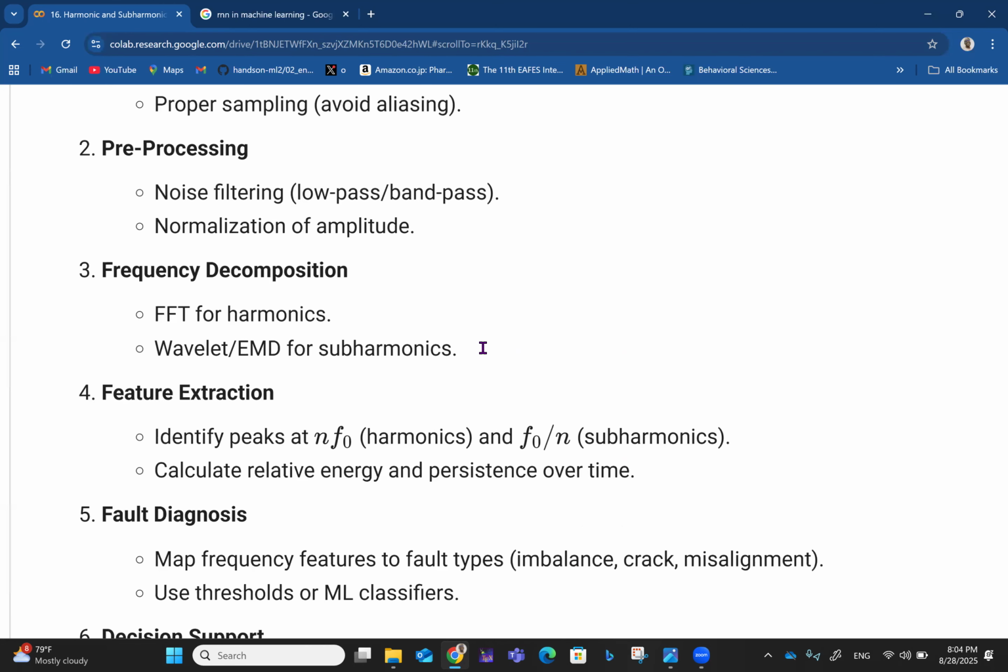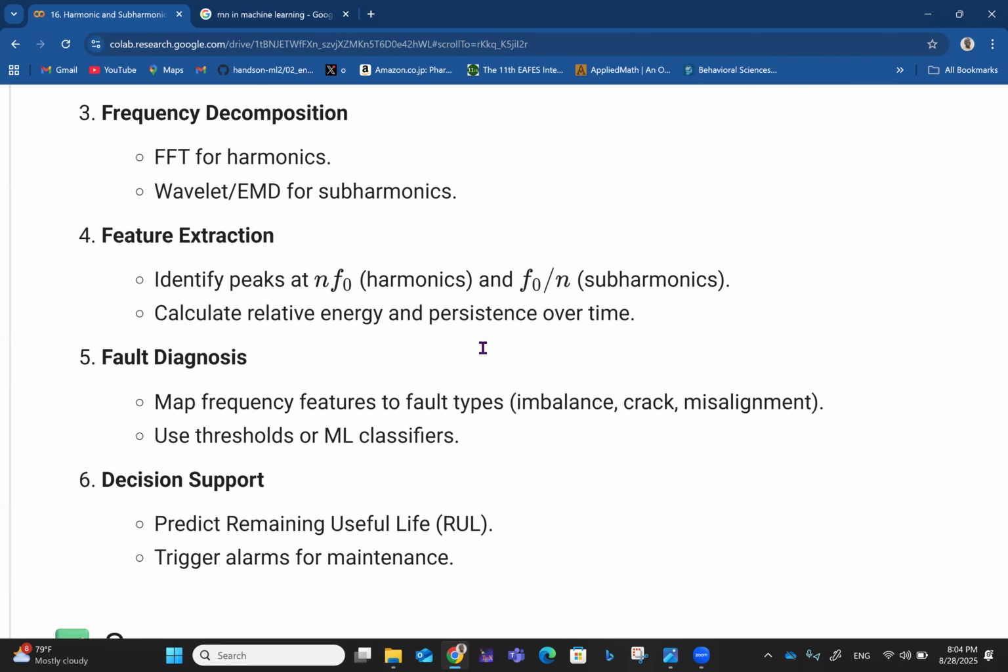And then we can go ahead and talk about feature extraction, which identifies peaks at multiples of f_0. That's the harmonics: integer multiples of f_0. Then we have fractional, the fundamental frequency divided by n. Those are the subharmonics. Then you can calculate relative energy and persistence over time. Then, of course, we go on to fault diagnosis, where we map frequency features to fault types like imbalance, crack, and misalignment. Then we can use thresholds or machine learning classifiers.